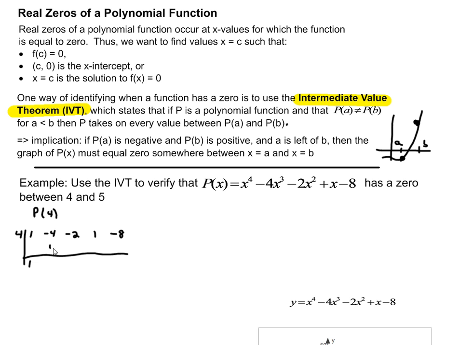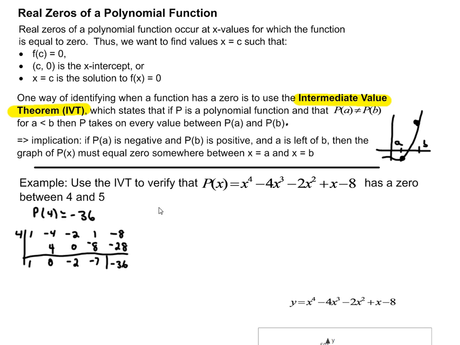4 times 1 is 4. Add, we get 0. Multiply 4 times 0. Add, going down the column to get negative 2. 4 times negative 2 is negative 8. Add negative 8 to 1, you get negative 7. And 4 times negative 7 is negative 28. So we get as a y value negative 36. So p of 4 is equal to negative 36.